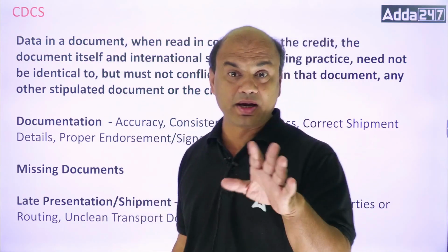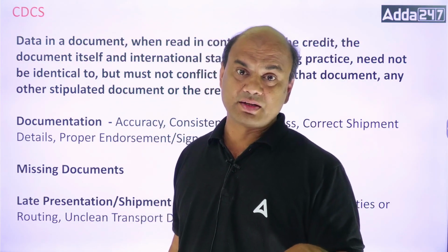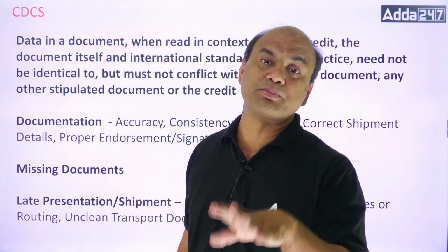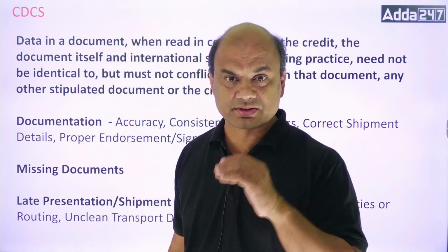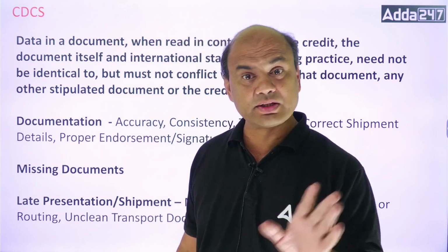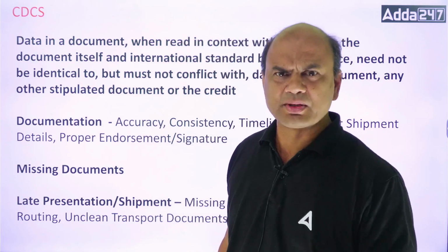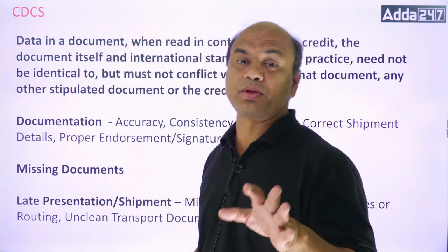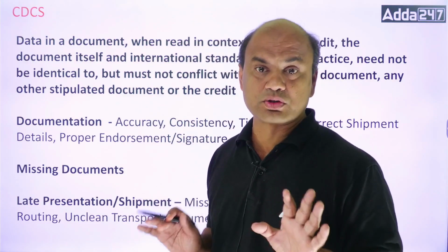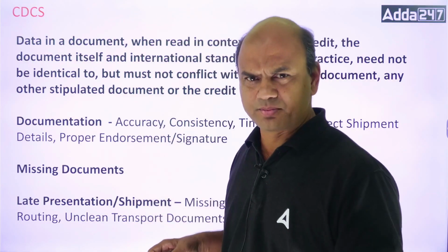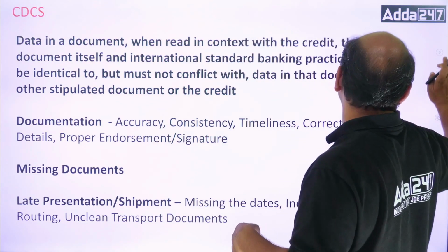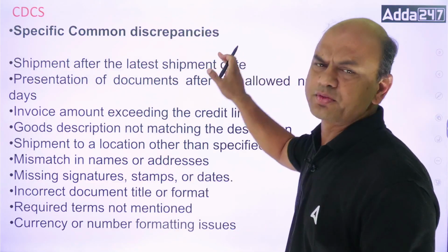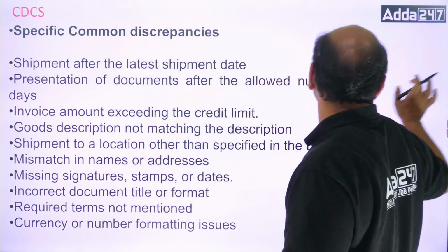When the LC says transshipment not allowed, you should not state anywhere on the transport document that transshipment will take place. May take place is allowed. If your document says transshipment may take place, or partial shipment may take place, that is allowed; will is not allowed. Similarly, many examples are there. I'll come to the specific discrepancies later, in today's lecture. I'll write them down: the specific common discrepancies which are found.